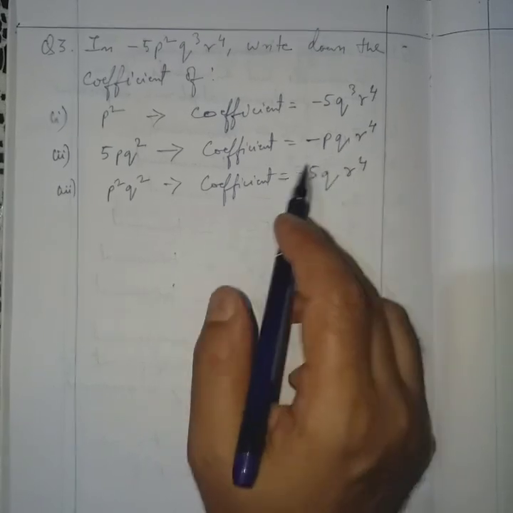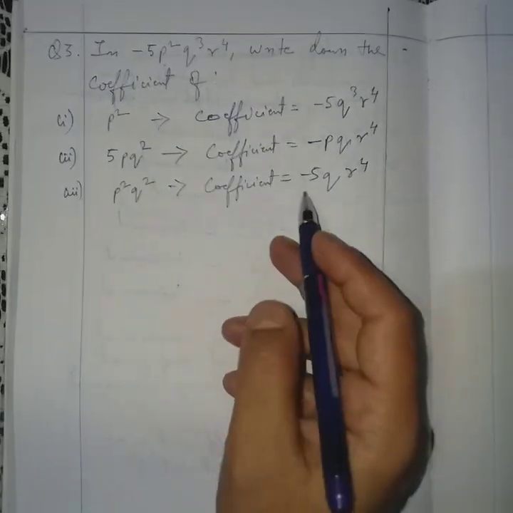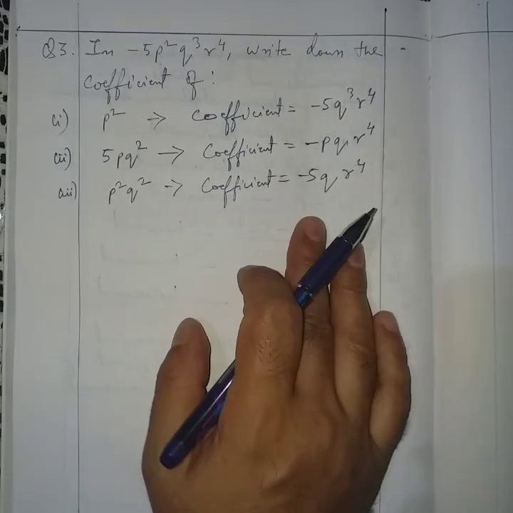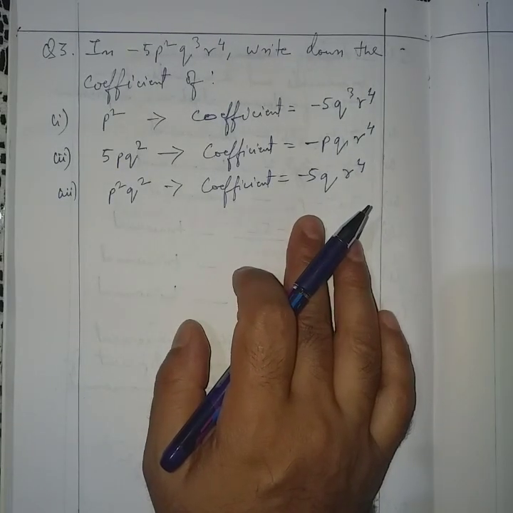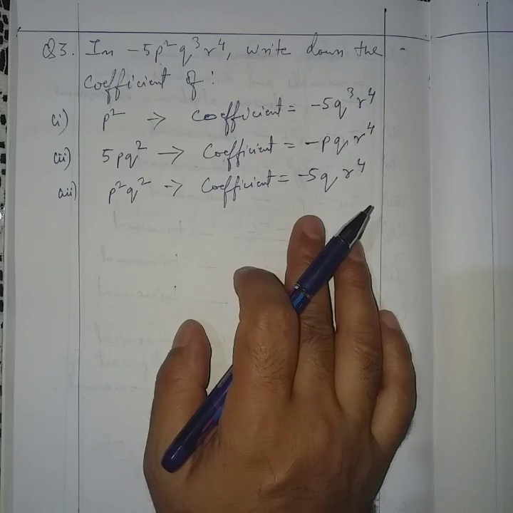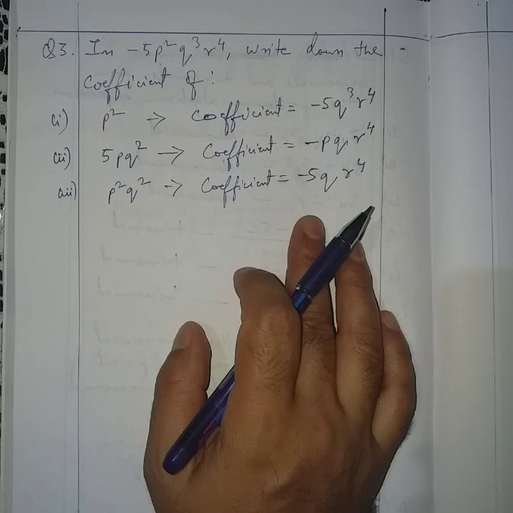So you have to see properly and just write. There is no calculation, nothing is there. You have to understand all these coefficients, numerical and literal coefficients. Okay, if you are having problems, you can watch my previous video class on algebraic expressions.